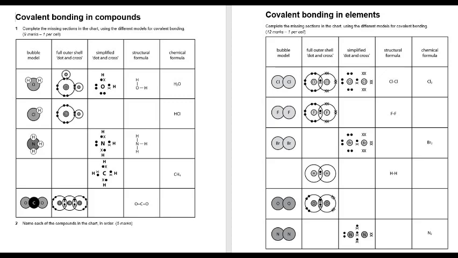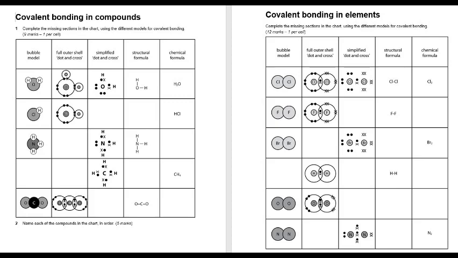So you can see at the top of each table there are 5 headings, and those are the 5 different ways of representing a molecule. So the first heading is a bubble model, which is simply drawing those molecules as circles and labelling each circle with the chemical element that it's representing.